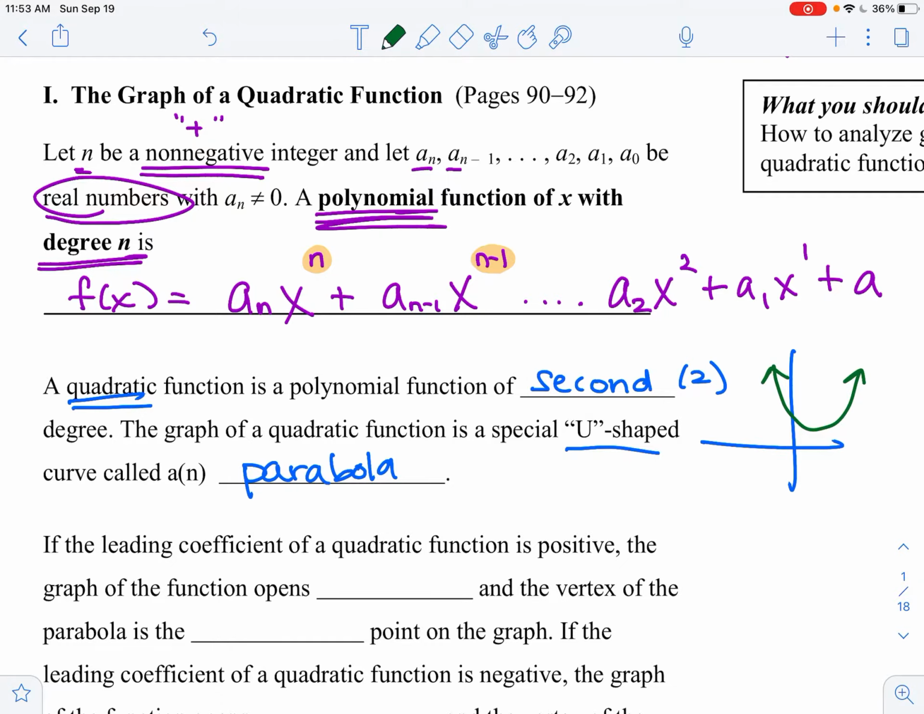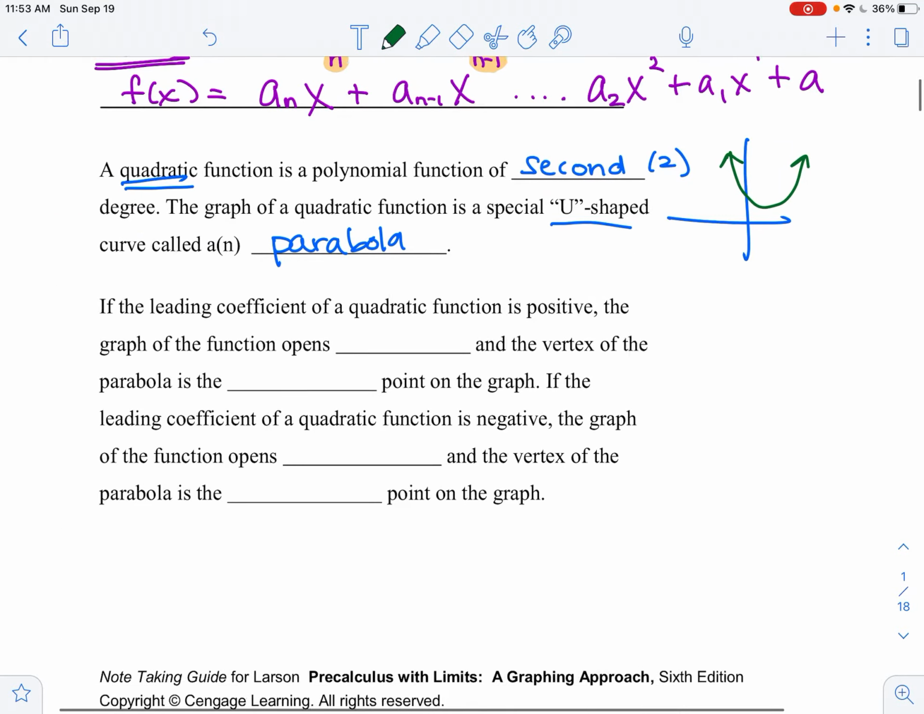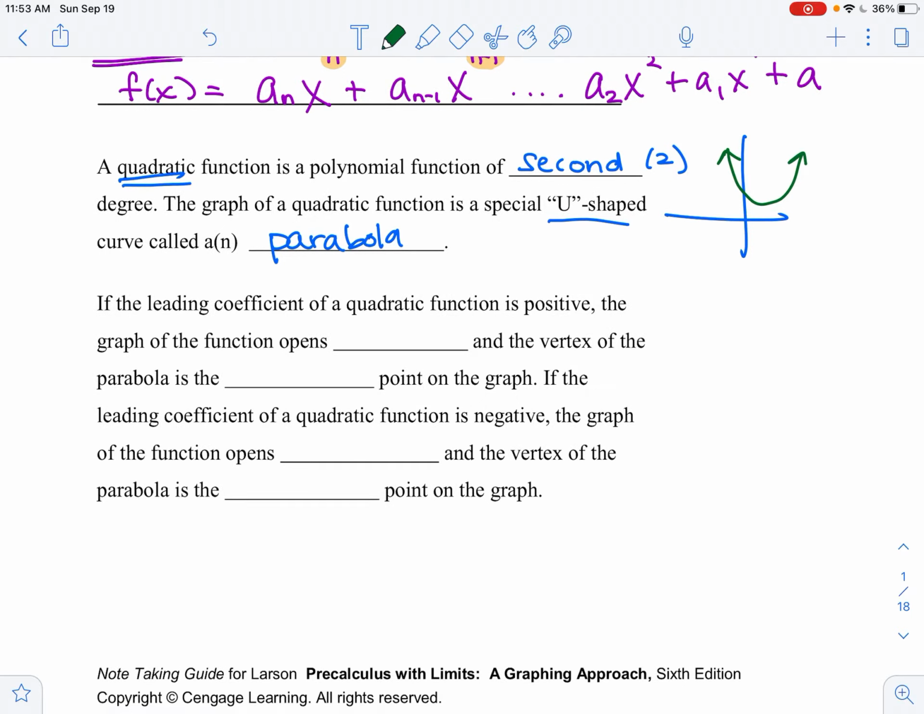If a is positive, it's a happy face, it goes upward. But if a is negative, it'll be a sad face. We'll talk more about that. The leading coefficient, remember, we call that the value of a of the quadratic. If it's positive, the graph opens upward. So let's put that here. If a is positive, it's like its attitude is positive, it's going to be smiling.